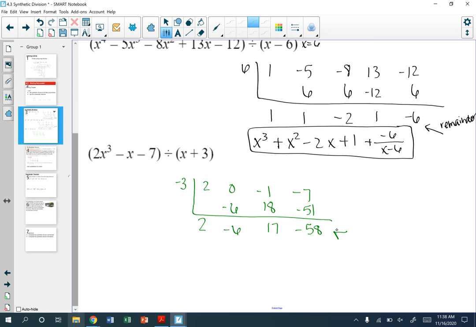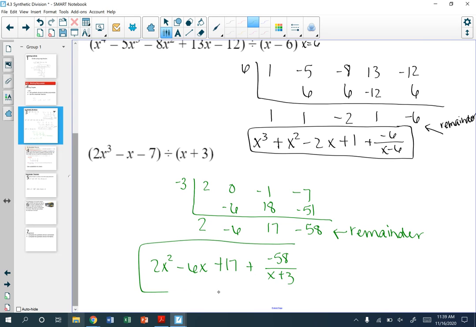And remember, this is my remainder. We started with a degree 3 polynomial, so our answer is going to be a degree 2 polynomial. So we have 2x squared minus 6x plus 17, and then plus negative 58 over x plus 3. So in my opinion, synthetic division is a little bit faster. And I think it's easier, but again, you can do any of these using long division would work as well.